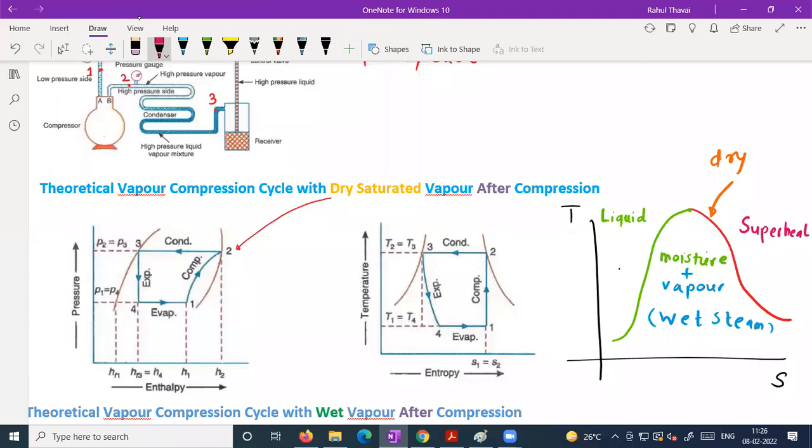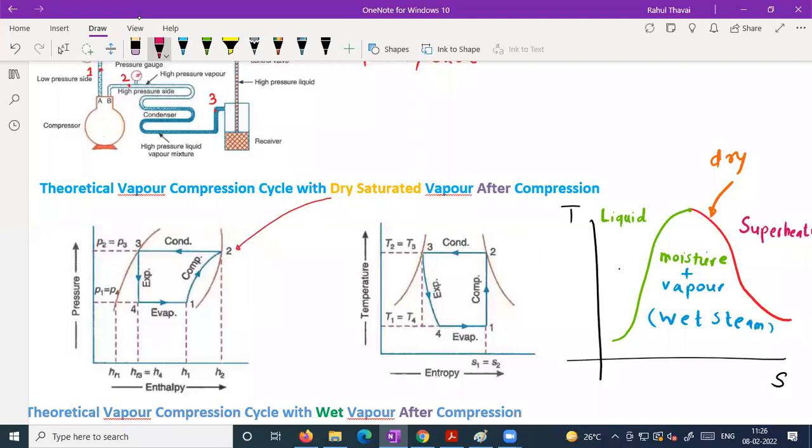Is that okay? Yes. Now, is that okay? So superheated, I will explain once more, sir. Yes. Why is it called superheated? Now let's see. Let us take an example.